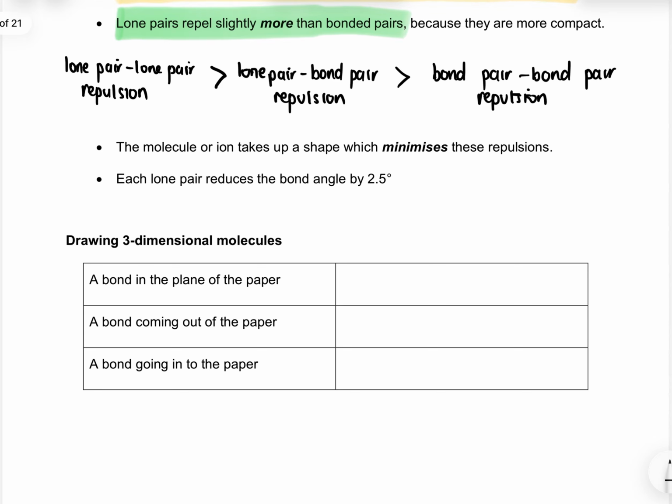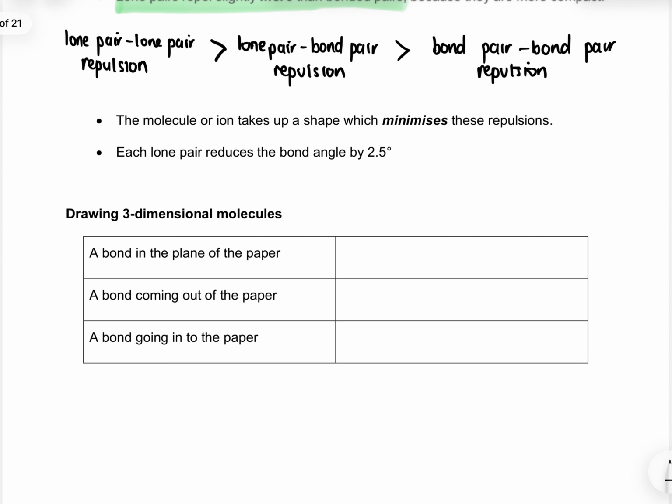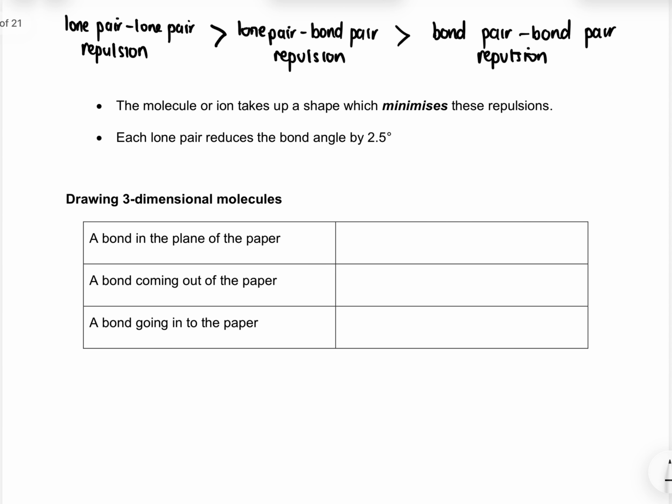Once we look at these pairs and we decide how many there are of each type, we're going to try to minimize any repulsions we can by spreading them out in 3-dimensional space as far apart as possible. If we have a lone pair on the central atom of our molecule, it is actually going to change the bond angle by 2.5 degrees for every lone pair. And this is in comparison to the shape that is all bond pairs. This will make more sense as we go through.